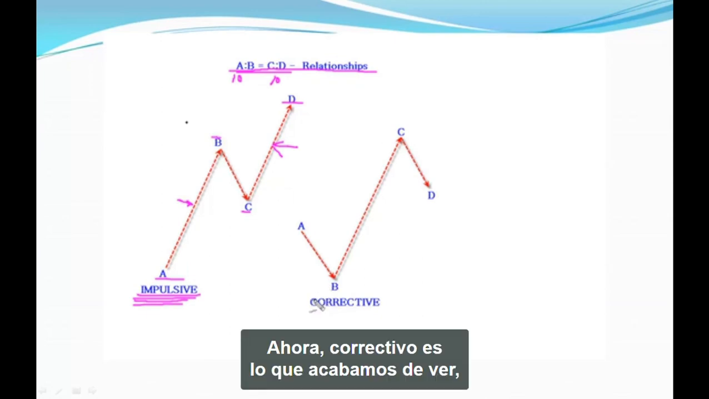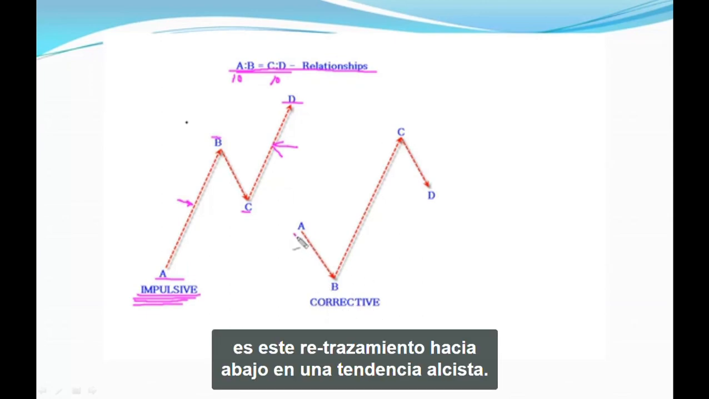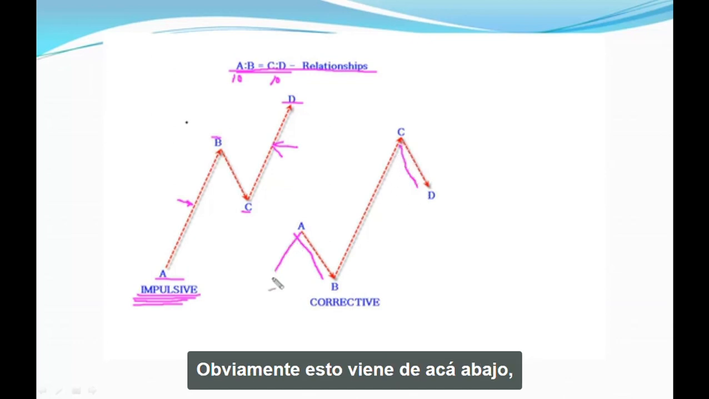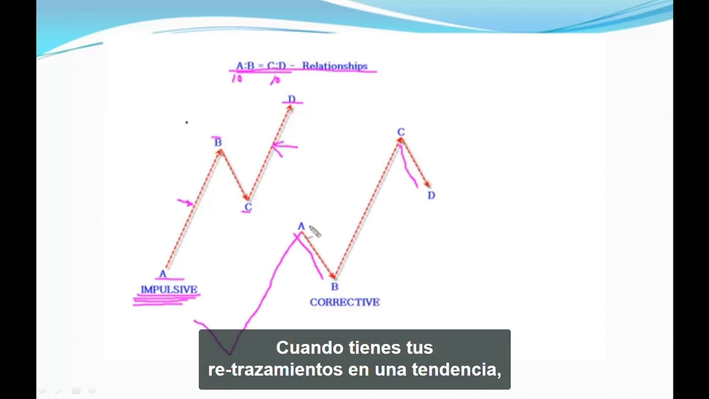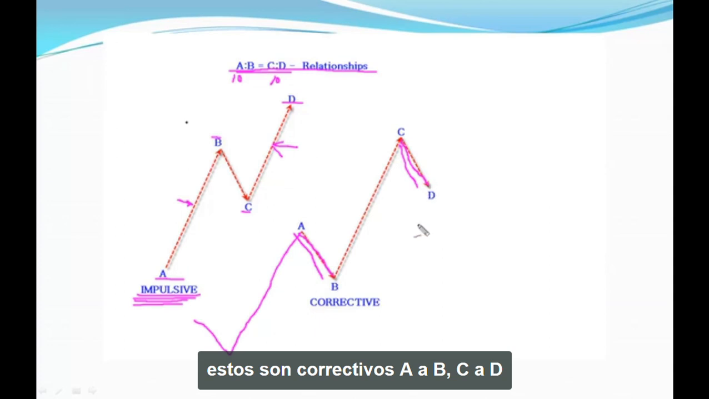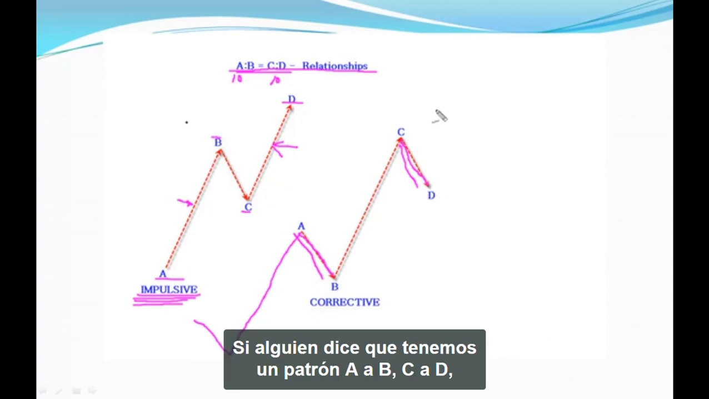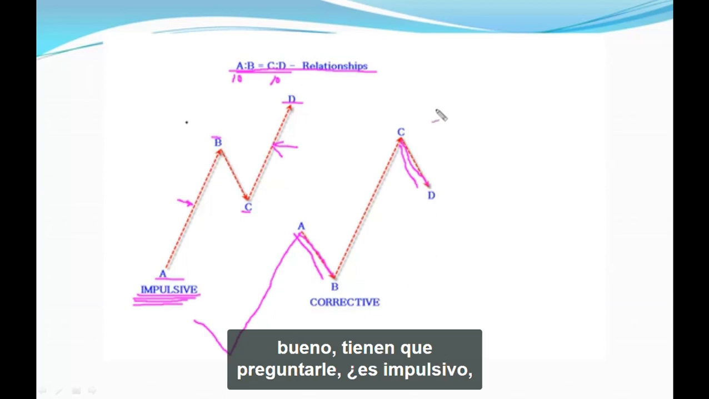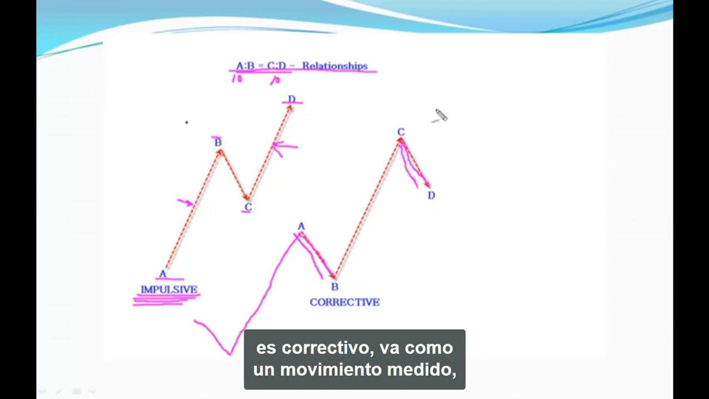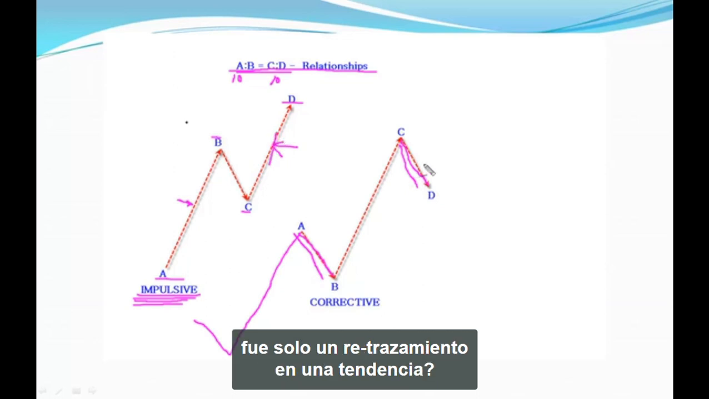Now corrective is what we just saw, is this retracement down in a trend up. So obviously this is coming from down here, something like that. Where you're having your retracements in a trend, these are corrective A to B, C to D. So when somebody says we have an A to B, C to D pattern, you have to ask them, is it impulsive? Is it corrective? Is it going as a measured move, or is it just a retracement in a trend?